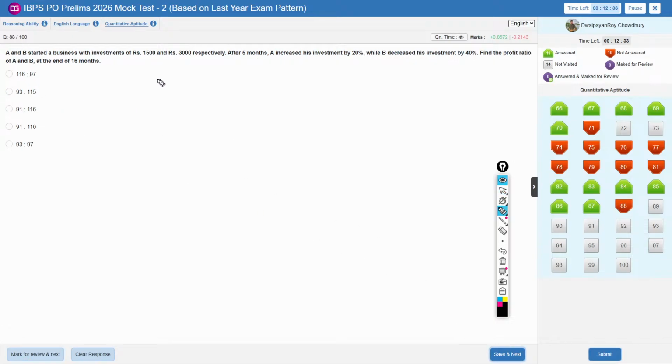A and B start a business with a 1 to 2 ratio. After 5 months, A increased his ratio by 20% and B decreased by 40%, giving 8 and 12. Find the profit after 16 months.